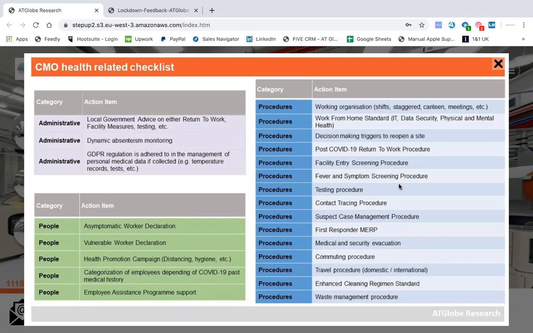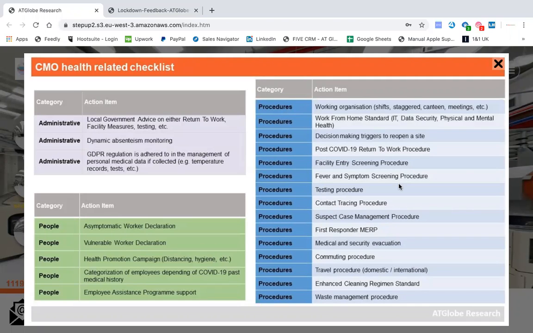So the first part is administration. I'm sure many of you are already doing it, following government guidelines, monitoring any changes that are going on, but also being aware of GDPR regulation as well. Following on from my comments earlier, I suspect that might require some sort of review and update of policy. The other part to think about with this CMO checklist, there's 5 parts. So one is the administration, one is the people piece, one is the procedure piece, the other piece is the PPE equipment, and the other piece is facilities.